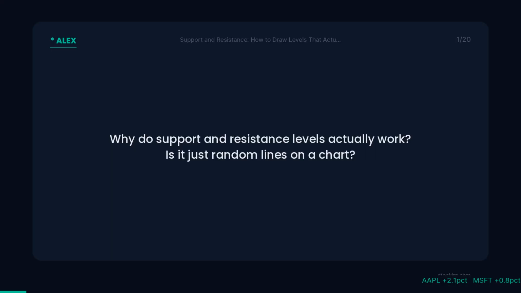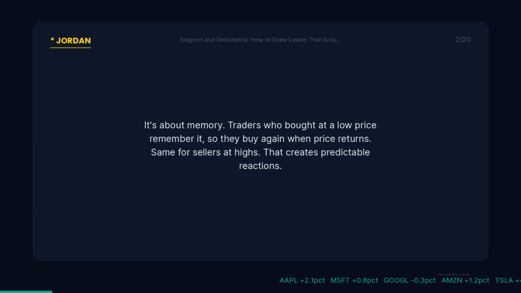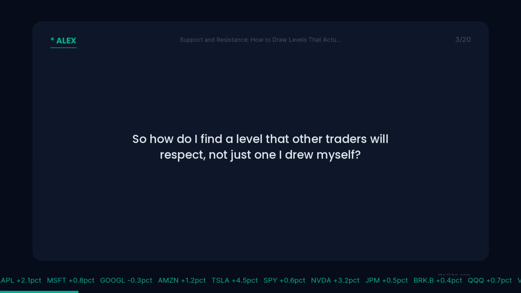Why do support and resistance levels actually work? Is it just random lines on a chart? It's about memory. Traders who bought at a low price remember it, so they buy again when price returns. Same for sellers at highs. That creates predictable reactions.